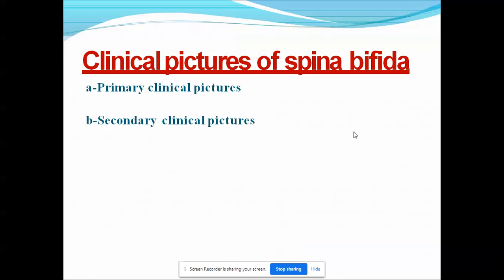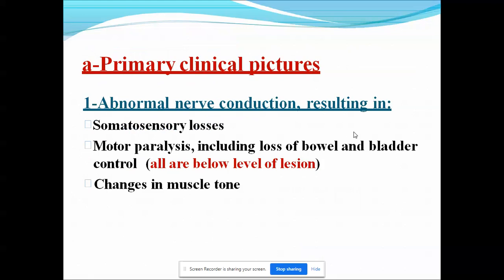Clinical pictures of spina bifida. So there are primary clinical pictures and secondary clinical pictures. Okay, so what do they have? Primarily, they have somatosensory loss, motor paralysis, which means muscle weakness, loss of bowel and bladder control, and changes in muscle tone.